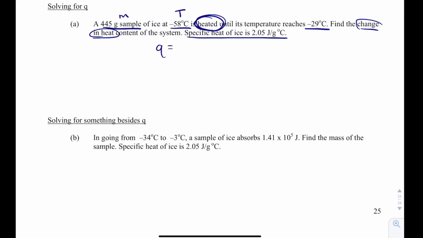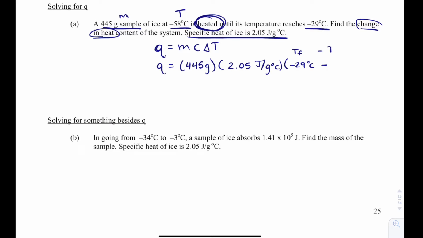Okay, so our formula is Q is equal to MC delta T. Q is our change in heat, so that's what we're going to be solving for. Q is equal to 445 grams. Specific heat of ice is 2.05 joules divided by grams degrees Celsius. Our delta T is T final, negative 29 degrees Celsius, minus T initial, which is negative 58 degrees Celsius. I'm going to plug that into my calculator just how it is. And when I do, my calculator is in scientific notation as I do this. It is 2.65 times 10 to the 4th joules. Okay? Pretty straightforward question, I would hope.